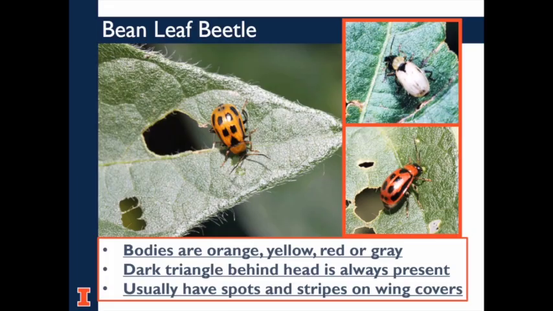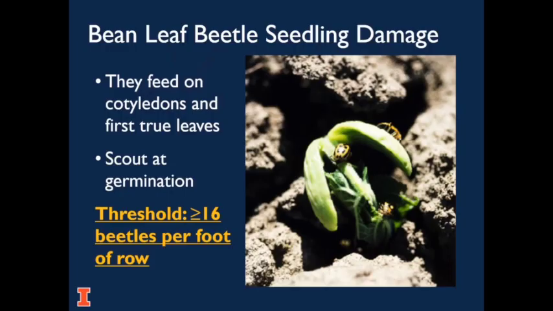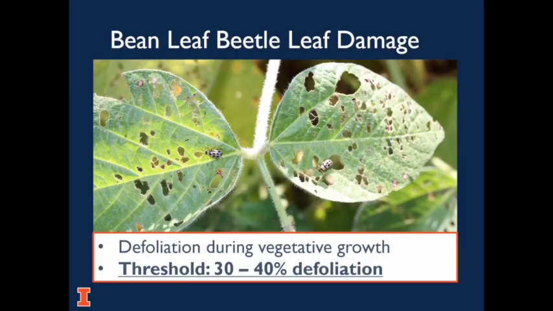It's always present. Bean leaf beetles can damage soybeans at different stages of growth and on different parts of the plant. During the seedling stage, the beetles feed on the cotyledons and the first true leaves, so germination is a great time to scout. If you find 16 or more beetles per foot of row, then it's time to apply a treatment. Bean leaf beetles can also cause significant defoliation on soybeans during vegetative growth.